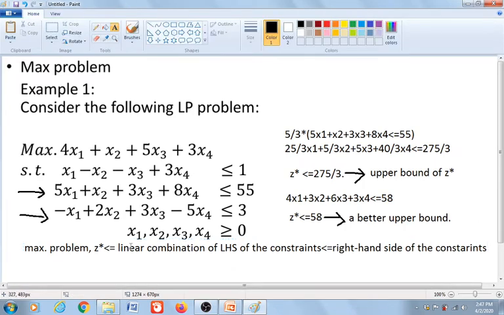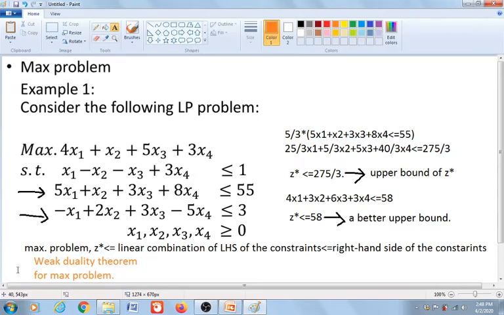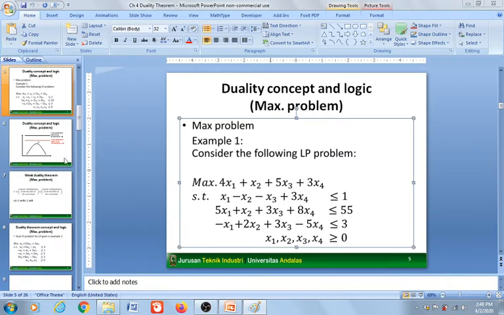And the statement that I have over here, we call it the weak duality theorem. So this is what we call the weak duality theorem for the max problem. If I come back to the slide, I have the statement of the weak duality theorem for the max problem.